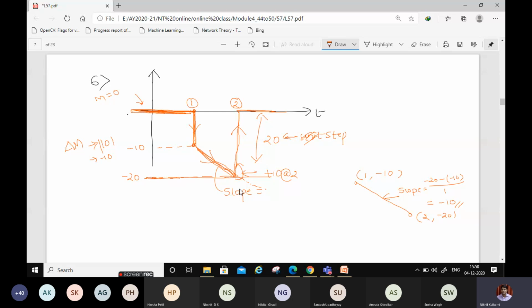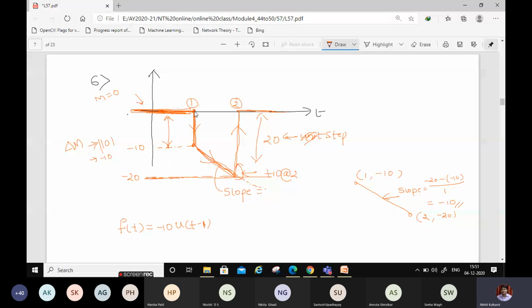Based on these things, if you write this f of t, what do you get now? This is 0, no need to write here. Change in magnitude is happening from here to here, from t equal to 1. So it is like u of t minus 1 with how much magnitude? Minus 10. So write it properly.